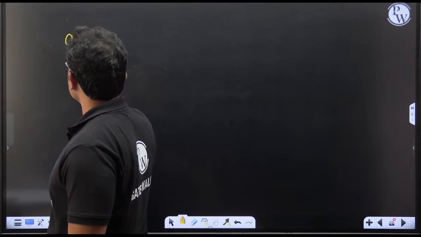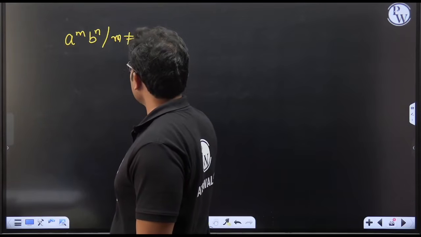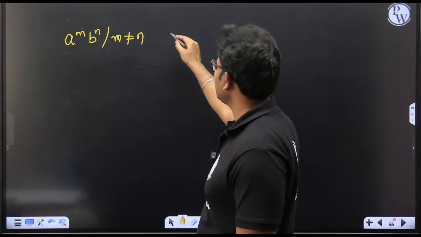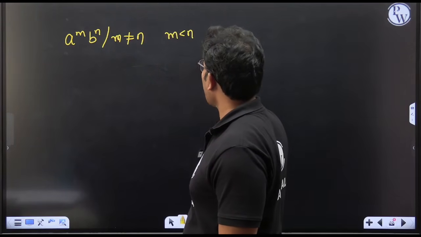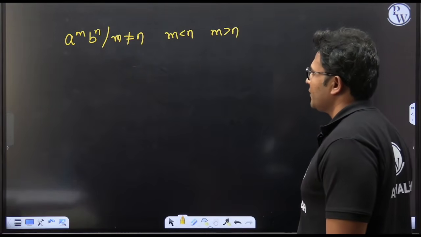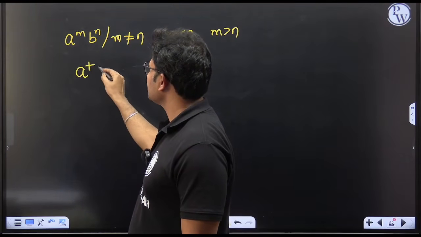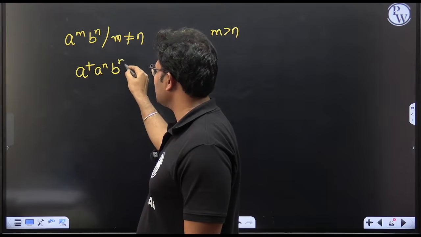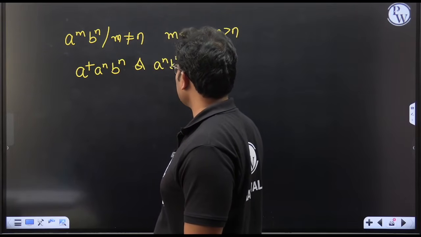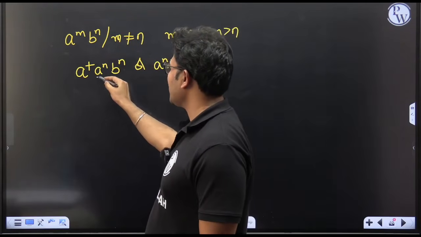A power m, B power n such that m is not equal to n. In MATLAB terms, what should you get here? m should be less than n or m should be greater than n, right? So how are you going to write it? It is going to be either a plus a power n, b power n, which means the a's are greater, or a power n, b power n, b plus. In both cases, you have to generate a power n, b power n.